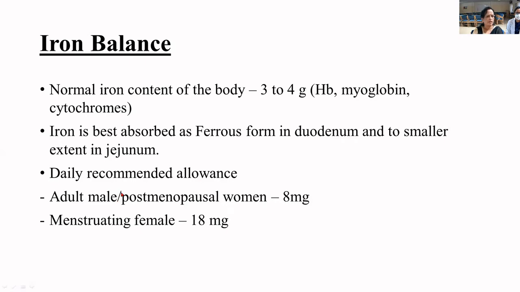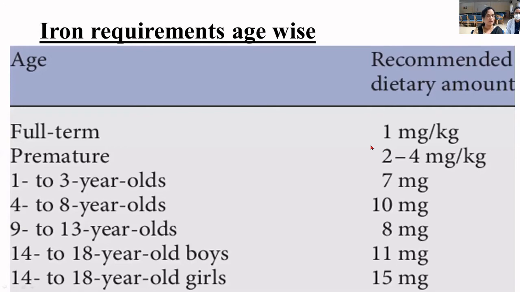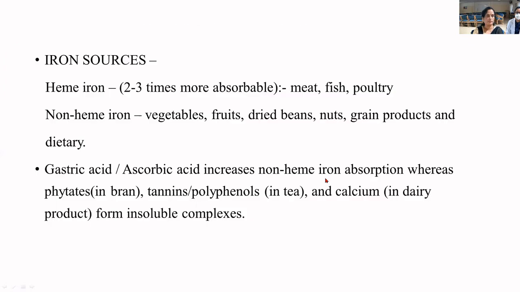But the requirement, anyway, you have said 8 milligrams for adult male and postmenopausal women, whereas for menstruating females it is much more, 18 milligrams. Even during lactation and pregnancy, the demand is more. So look at the iron storage. I'll just skip this and go to the pathological aspects.